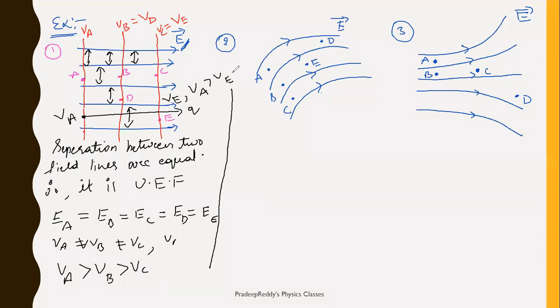Come to example 2. See here, the separation between 2 points, the separation between 2 points, they are equal. What does it represent? It is a uniform electric field. As it is a uniform electric field, the field at A is equal to the field at B is equal to the field at C is equal to the field at E and D.